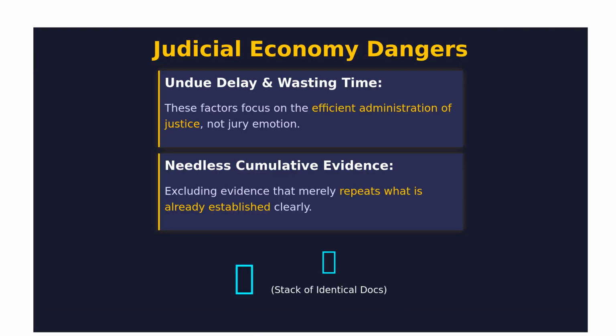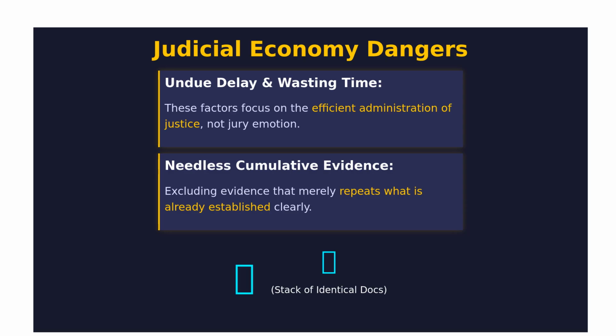We have now covered dangers related to jury confusion and prejudice. The final set of dangers listed in Rule 403 relates not to the jury's perception, but to the efficient administration of justice itself. These are the factors of undue delay, wasting time, or the needless presentation of cumulative evidence.